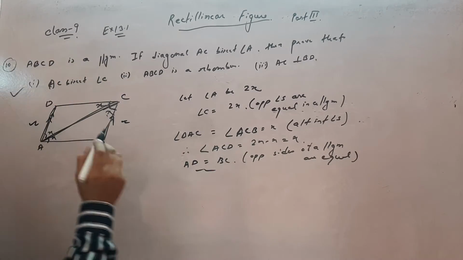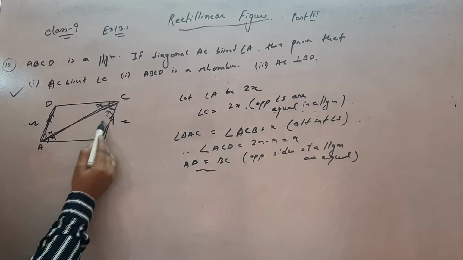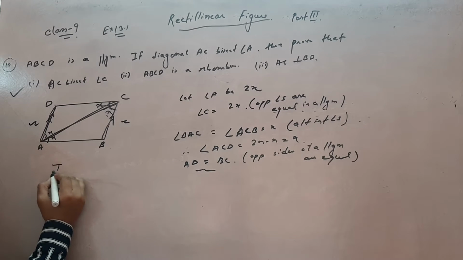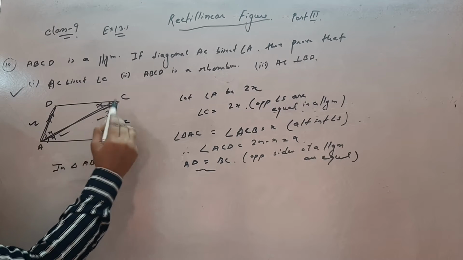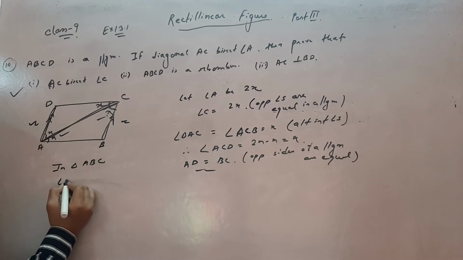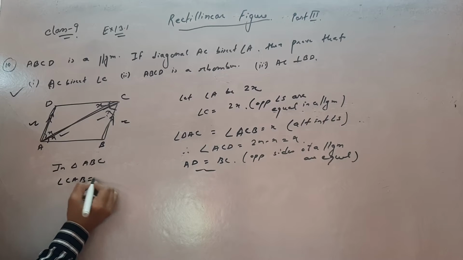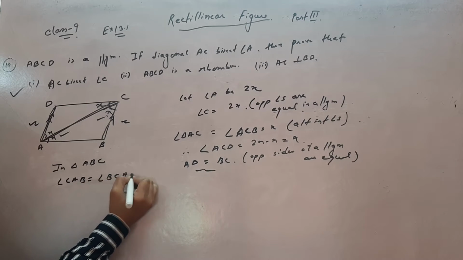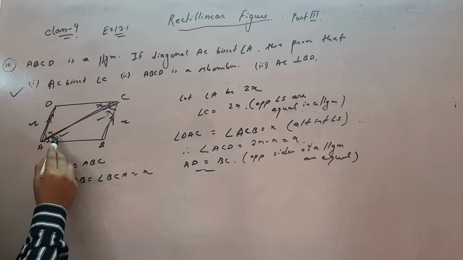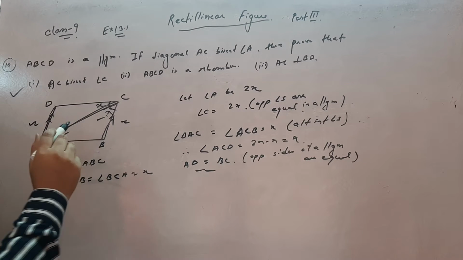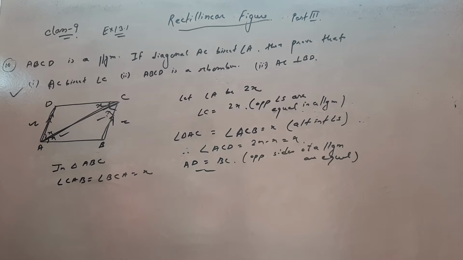Okay, so we see in triangle ABC, these two angles are equal. That means angle CAB and angle BCA are equal, both have the value x. So in this triangle two angles are equal. That means when two angles of a triangle are equal, then the sides opposite to them are also equal, as per isosceles triangle rules.